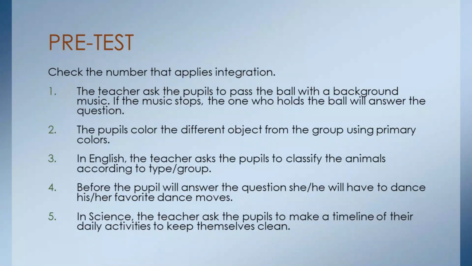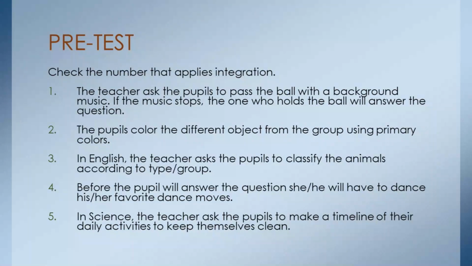1. The teacher asks the pupils to pass the ball with the background music. If the music stops, the one who holds the ball will answer the question. Number 2. The pupils color the different objects from the group using primary colors. Number 3. In English, the teacher asks the pupils to classify the animals according to type or group.